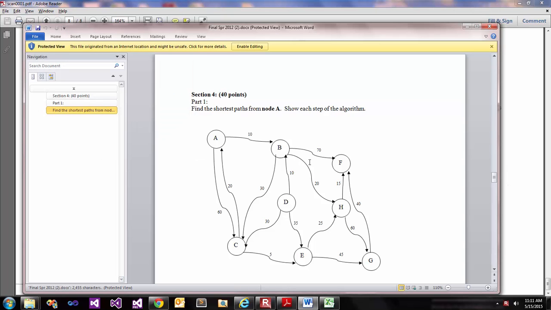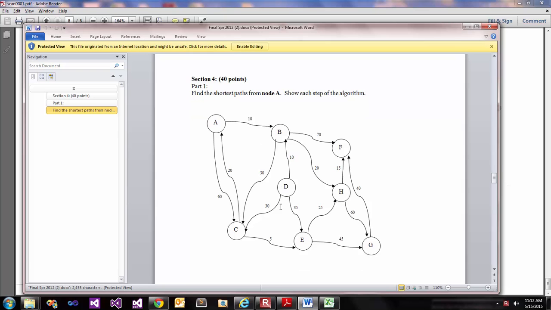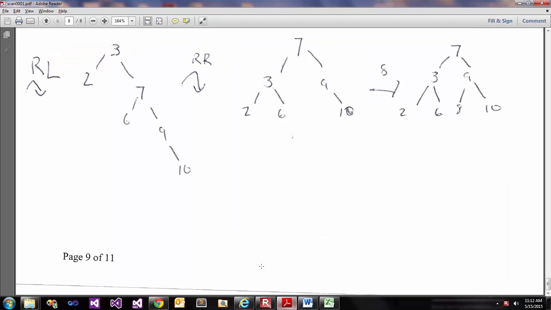Okay, now on to section 4 for the CS 113 final review. For section 4, we have a directed graph with values, and we want to find the shortest path from node A to every other node. Let's go over that and see what it would look like.